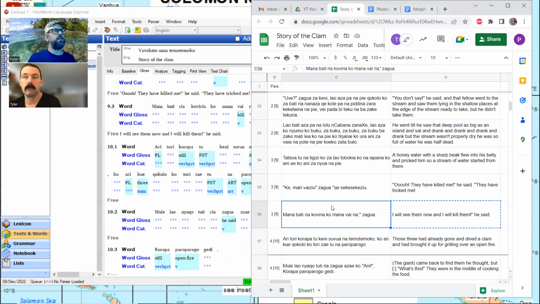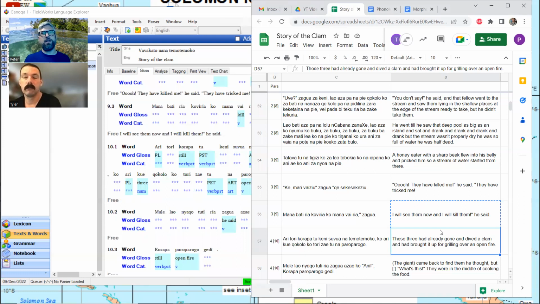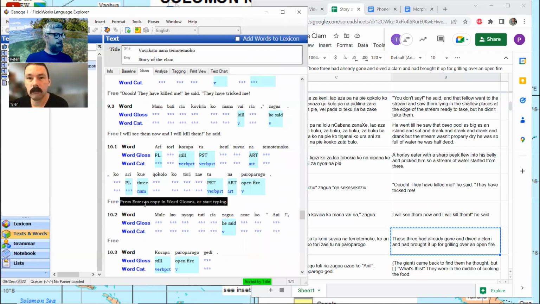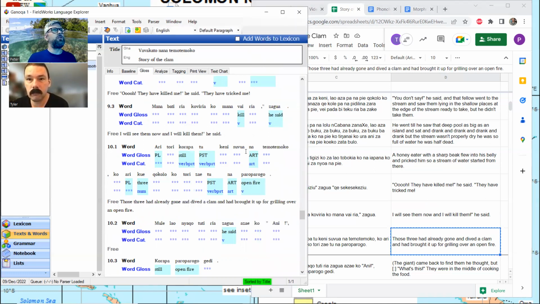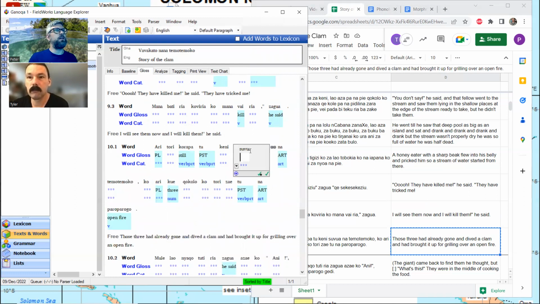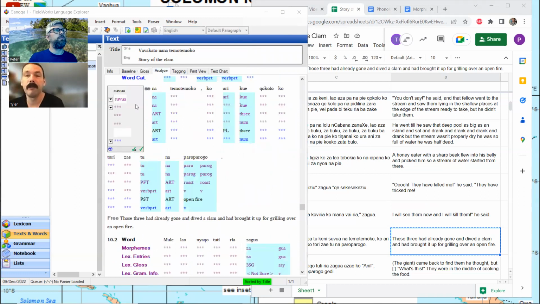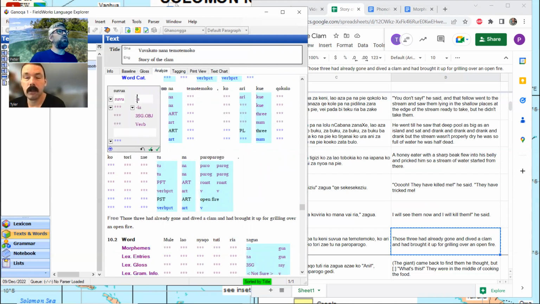Making sure this lines up. It does not. Okay, so Ari, Tori, Korapa, these three had already gone and dived a clam. We already solved dived a clam. So we saw Suvu Suvu before, and we said it might be dive. Isn't that correct? So that does seem familiar, and we have it without reduplication. And now we have it with our proposed third singular object variant. Wonderful. Yeah. So do you want to go ahead and create an entry for Suvu and call it dive?